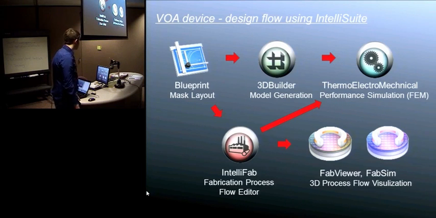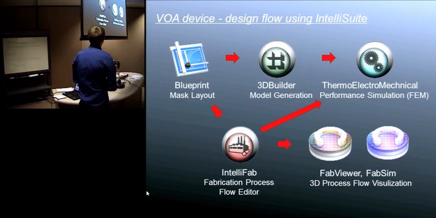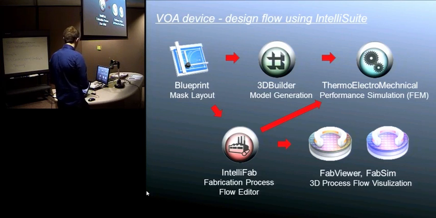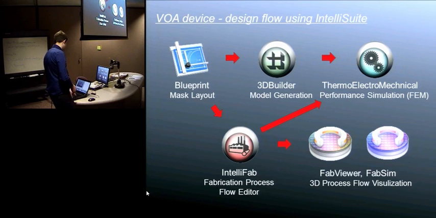So with IntelliSuite, we usually have a few options how we want to get from our original design to simulation. So this will cover both of those. So we'll go from Blueprint to create our 3D model and then go directly into our multiphysics tool. Or we can use Blueprint and our process flow information to visualize our results using FabViewer. Then we can go to TEM from there, or directly from FabViewer. And you'll just see that the results are similar either way you go.